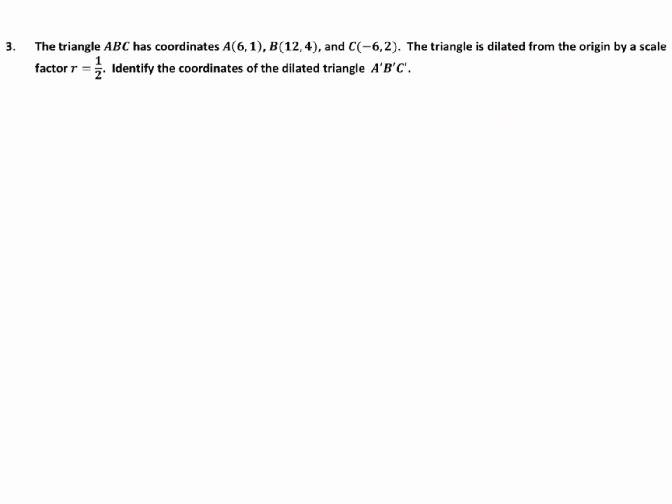Triangle ABC has coordinates (6, 1), (12, 4), (-6, 2). The triangle is dilated from the origin, that's the key, which means we can multiply by a scale factor of 1/2. Identify the coordinates of A prime, B prime, and C prime.